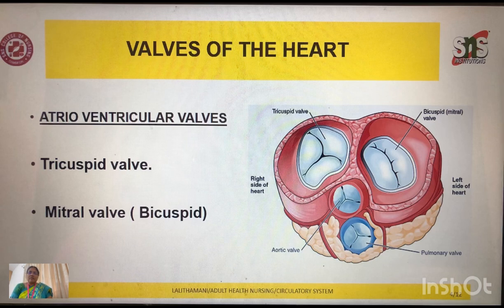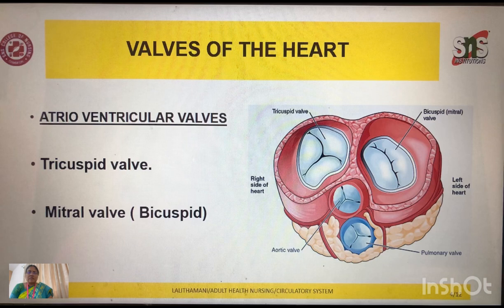We have seen that there are four chambers and there are the atrioventricular septum, interatrial septum, and interventricular septum, and now we are going to learn about how these chambers are being divided. One thing is the atrioventricular valves, that is dividing the atrium and the ventricle. There are two atrium and two ventricle. So here the two atrioventricular structures are being divided by the tricuspid valve and the bicuspid valve. The tricuspid valve is in the right side and the mitral valve or the bicuspid is in the left side.